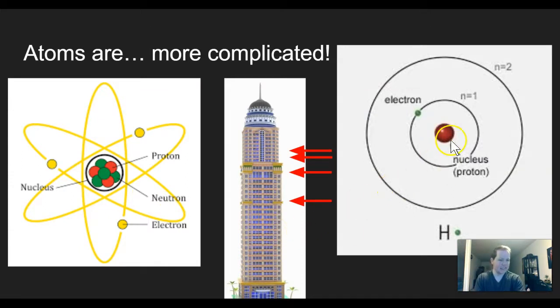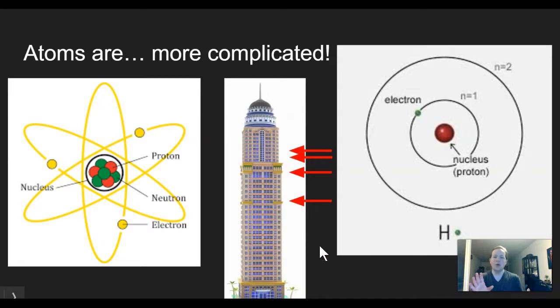So here's a different diagram. It looks very similar, but this is showing the orbital levels, or maybe more precisely, the energy levels of an electron. It could either be here, pretty close to the nucleus, so to speak, or it could be here. Again, you could either be on the first floor, or you could be up on the second floor.